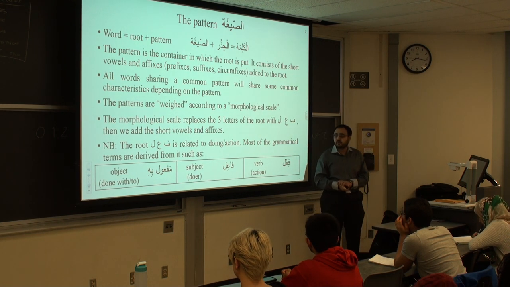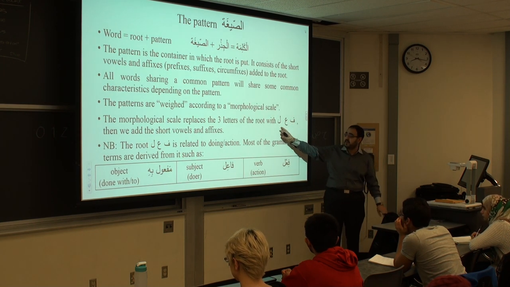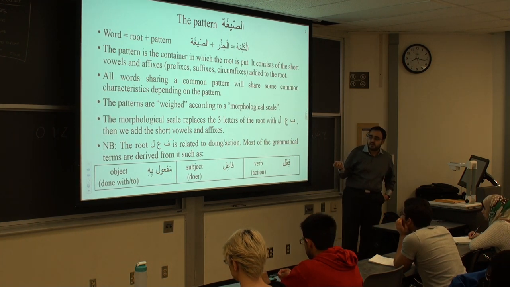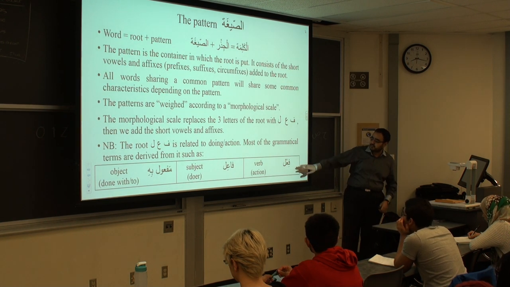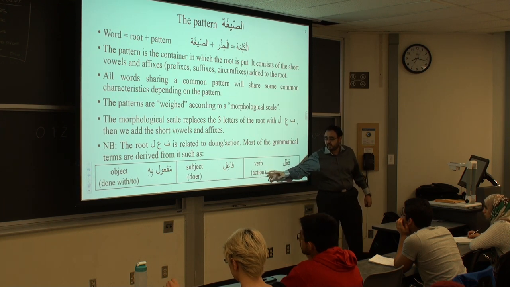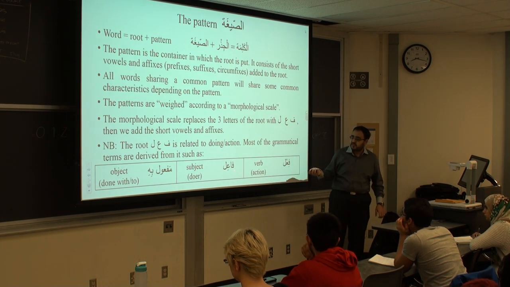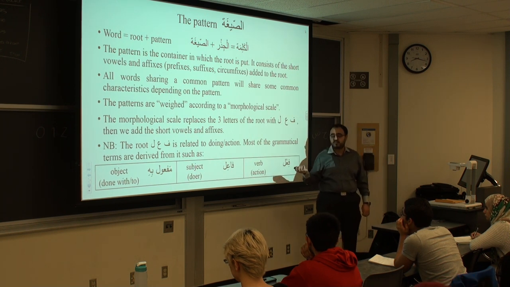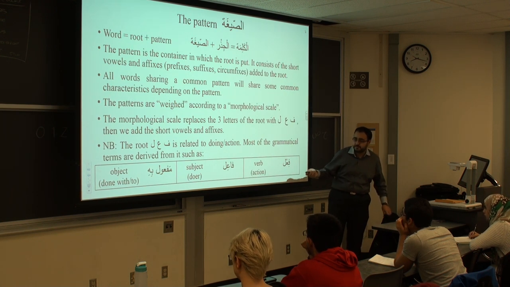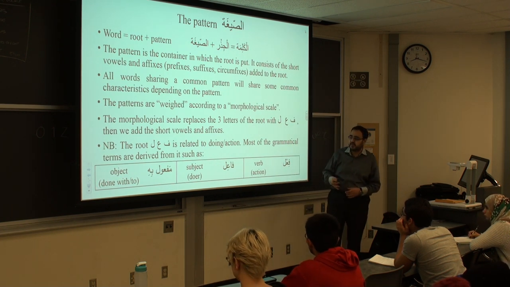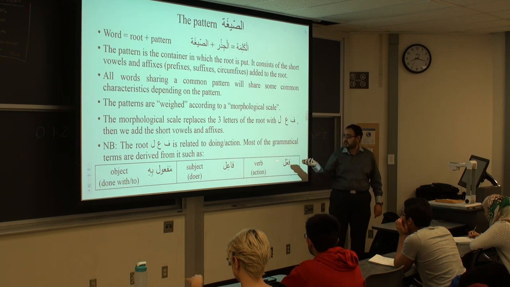It's just worth noting here that this root itself, the fa, ayn, lam root, has to do with doing or action. And most of the grammatical terms are derived from this root, such as fi'l, which grammatically means verb, and literally means action. Fa'il, literally, is the doer. Grammatically, it's the subject, and the subject is the doer of the action. Maf'ul bihi, that's the object grammatically, and literally the done to or done with, i.e. the one that the action was done to or done with. So in grammar, we have fi'l, verb, fa'il, subject, maf'ul bihi, object.